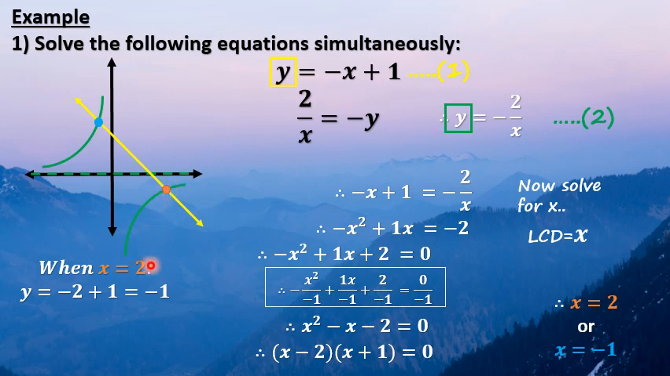So now let's look at this orange point over here. We know x equals 2. So when x equals 2, y equals -2 plus 1. Where the heck am I getting that? I'm just substituting it back into equation 1. You could have also substituted x's value back into equation 2. Whichever works for you, you go for it. It doesn't matter. You will get the same answer.